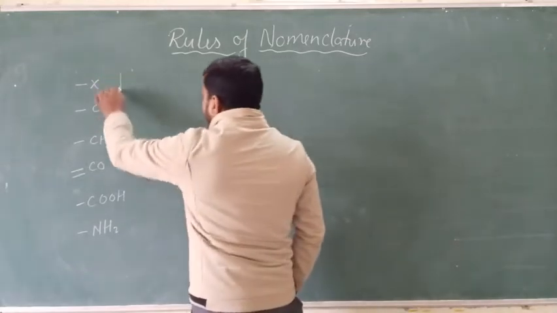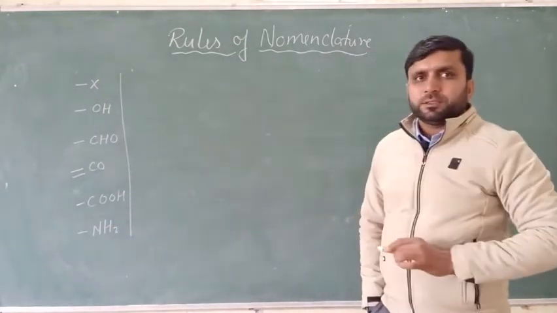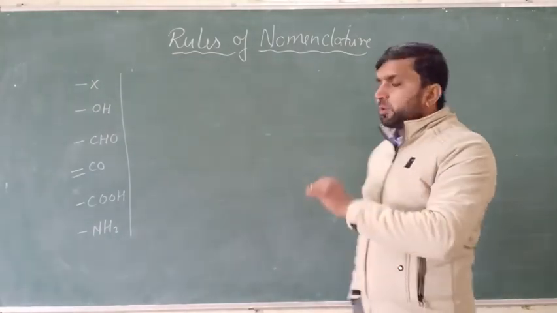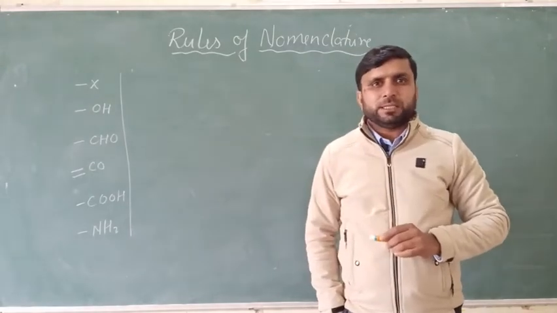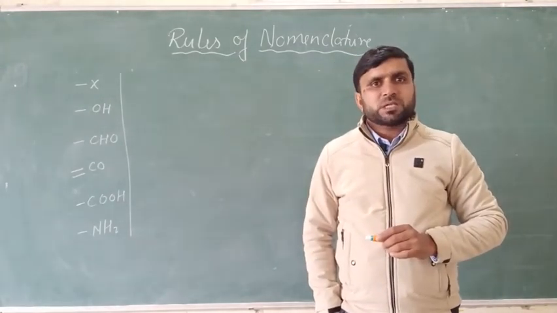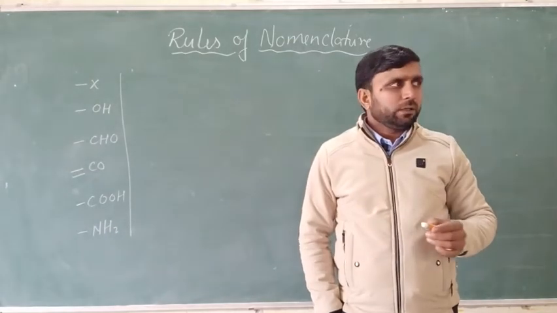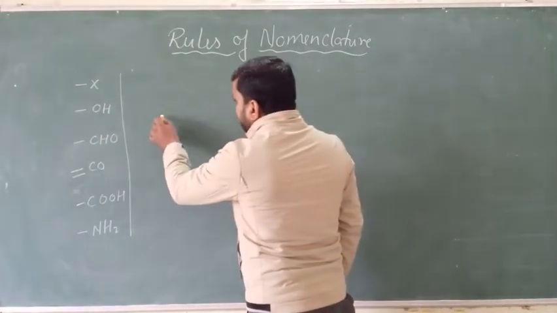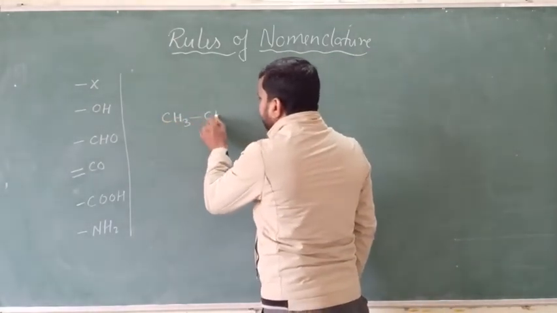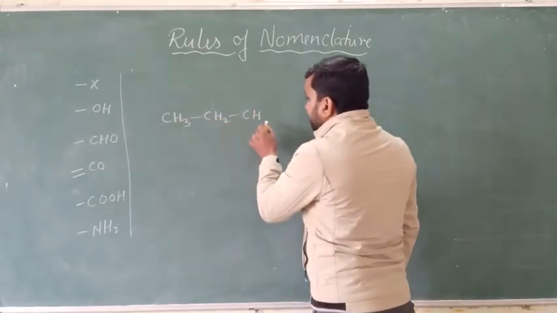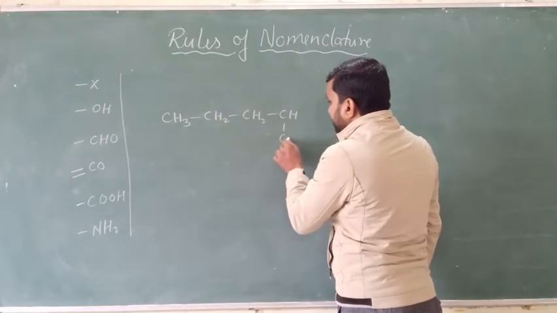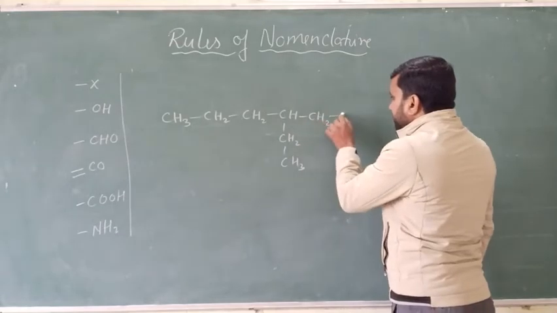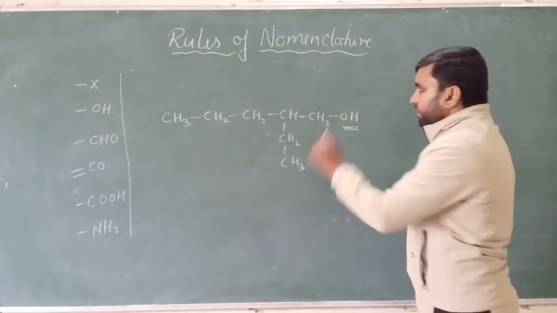So if these groups are present in any chain, how do we write the name? Remember that if these functional groups are present in any carbon chain, then these groups must be included in the carbon chain, whether or not the chain is the longest. Say for example, CH3, CH2, CH2, CH, CH2, CH3, CH2, OH. Now this OH is a functional group.